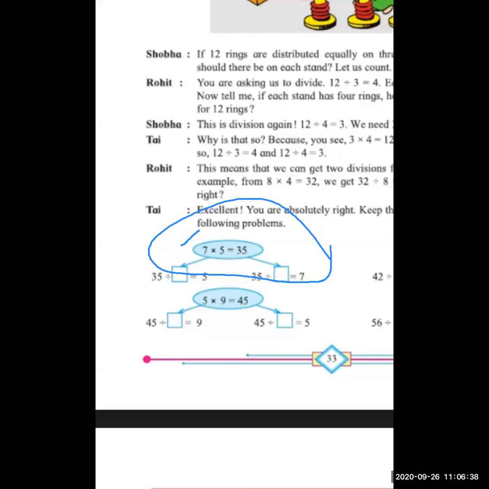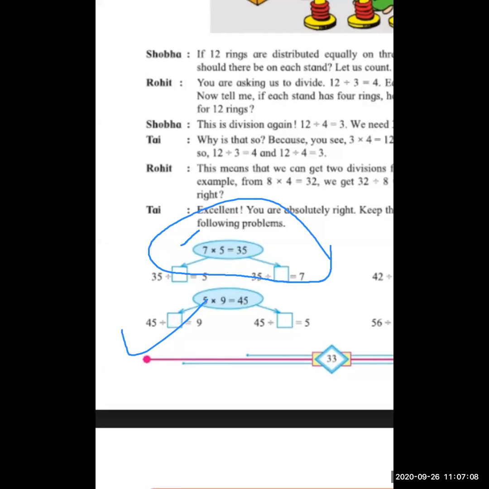7 into 5 is 35, and 5 into 7 is equal to 35. Now go to the next. 45 divided by dash is equal to 9. So what will come there? 45 divided by 5 is equal to 9, because 9 into 5 is 45.